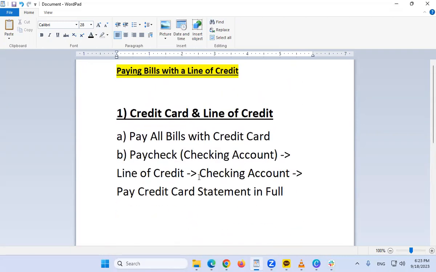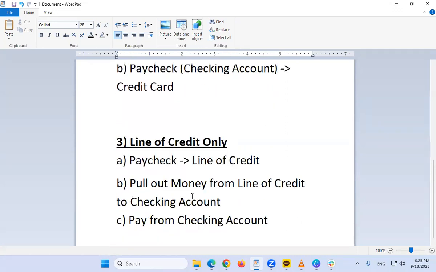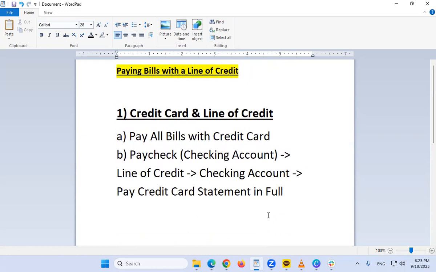Whereas using this combo, I want the flexibility of a line of credit, but I just want to make one payment to a credit card if possible. This one is a preferred method as well, because again, I just have to make one payment where I just dump my paycheck into the credit card. Whereas with this one, let's say I have 5 bills, then I have to pull out the money from the line of credit 5 separate times, and it's such a hassle, and I'll probably forget and miss a bill, and I really don't want to do that, right? So again, these are the 3 main situations that I can think of for how I would pay bills with the line of credit. So it may not be so obvious.